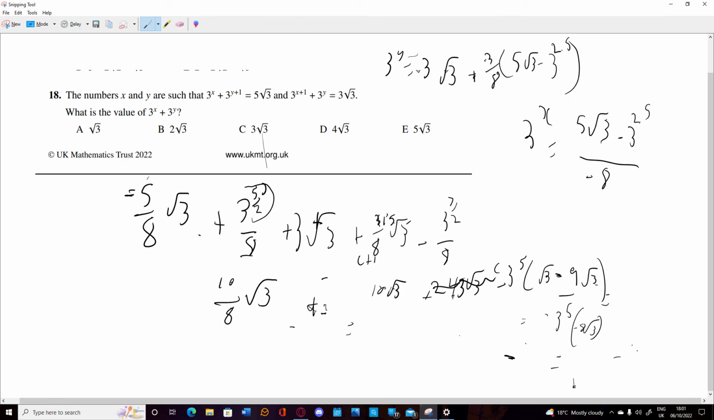Okay, guys, I do not know where I went wrong, but I went wrong somewhere. When you calculate using this method, I think my algebra was wrong somewhere. When you calculate, you should get 2 root 3 as the answer.